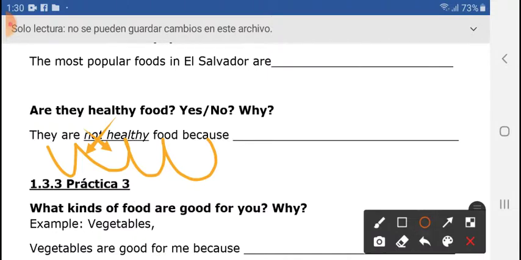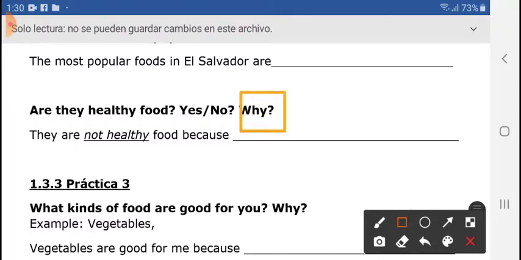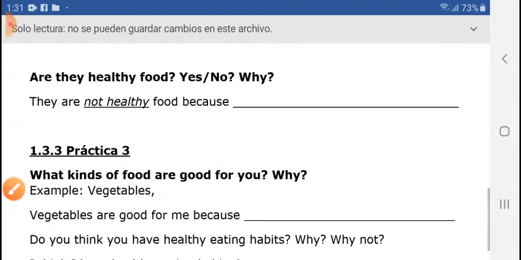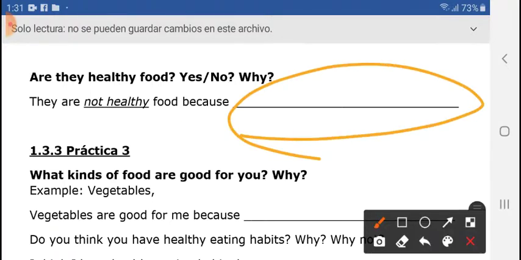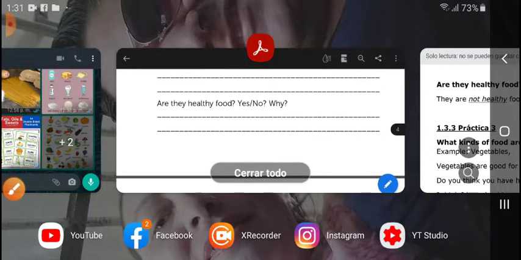Attention here. Because significa porque. Se pregunta por qué con why y por qué la respuesta because. Yes? Why? Because. ¿Por qué no son healthy? Because, porque. Yes? And you continue the answer. Usted continúa la respuesta. Now, next question.